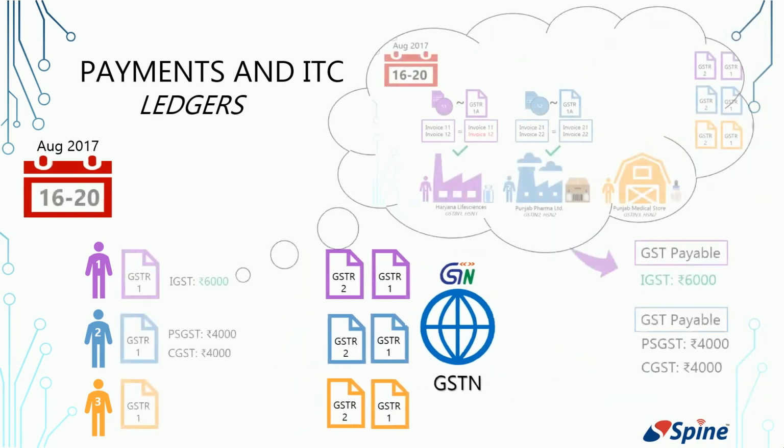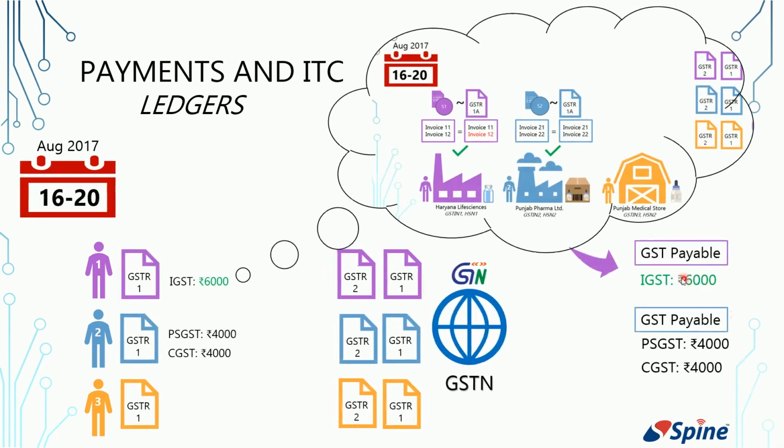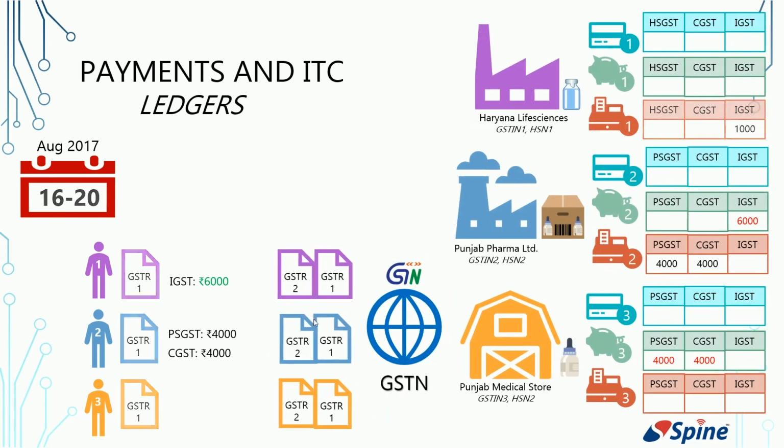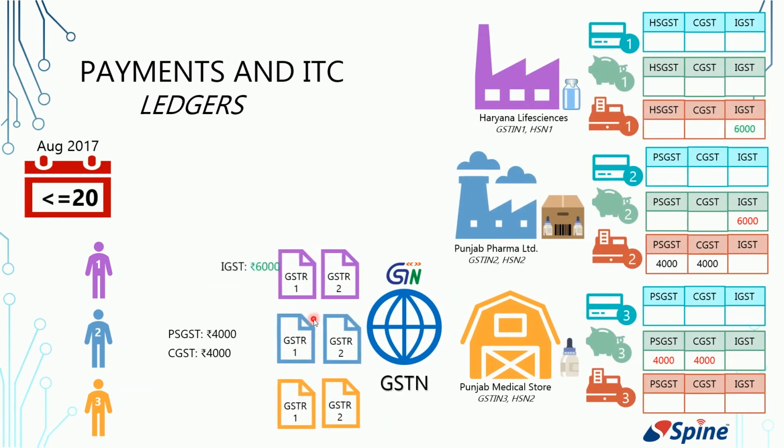Now, we had seen that Haryana Life Sciences had updated its GSTR1 between the 16th and 20th of next month. It follows from that the IGST payable in the liability ledger of Haryana Life Sciences should get updated from 1,000 rupees to 6,000 rupees. And the liability ledger of Punjab Pharma should remain the same. So, when the taxpayers submit their GSTR1 on the GST portal, their liability ledgers get updated. Haryana Life Sciences has to pay 6,000 rupees instead of 1,000 in the IGST head.